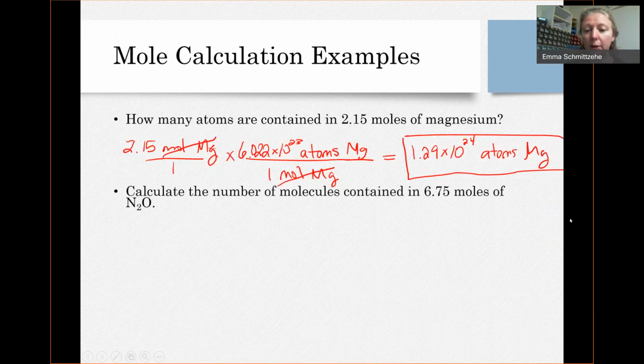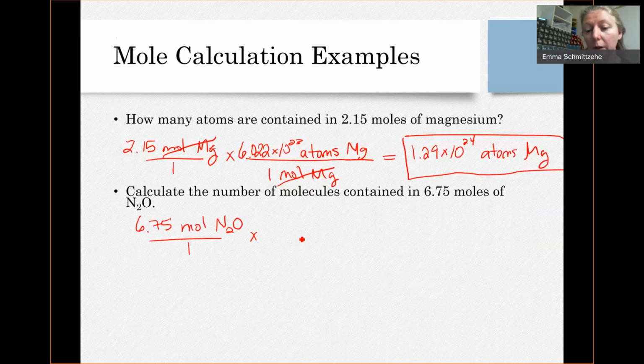Now here I say calculate the number of molecules contained in 6.75 moles of dinitrogen monoxide. Okay, so again, I'm going to start with what's given, the 6.75 moles, so MOL, N2O. And again, if it helps you, you can write that over 1.